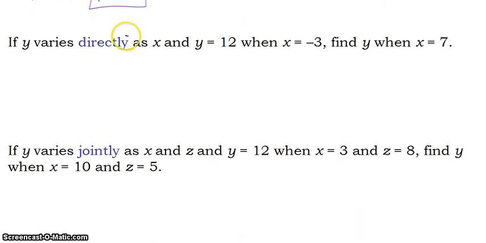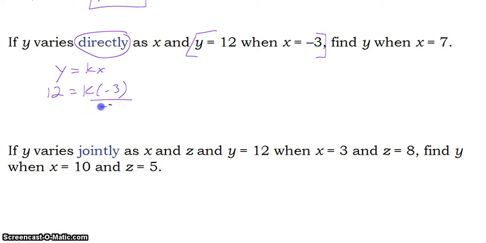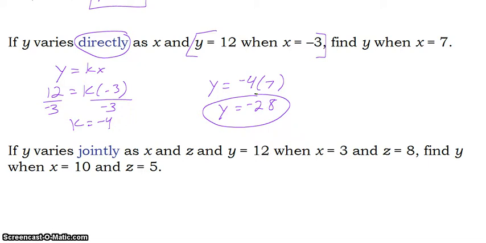Again, we'll identify we're looking at directly, and then this is my situation where I know both pieces. So directly I know that it looks like y equals kx, y equals 12 when x equals negative 3. Solve for k. And then find y when x equals 7. Plug in what I know, and I get my answer.